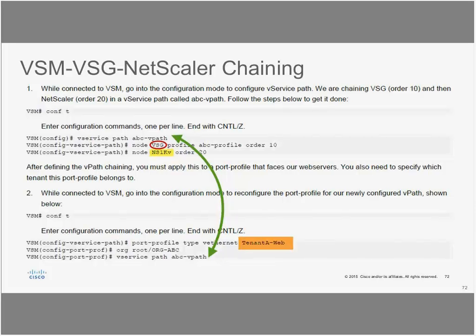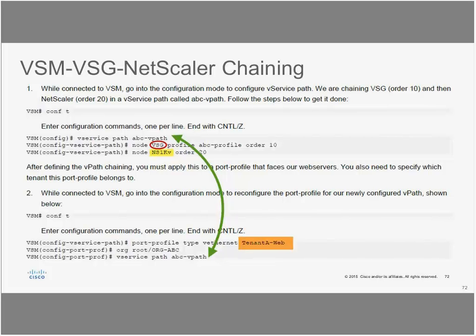So to chain up all your services, you configure the vService path, you specify the node, then you specify the second node, and you give the order of preference. Very similar to an access list that we create with the permit and the preference value. So here, this vService path has been tied to a port profile, which is now given to a tenant, a web machine, which is your web server VM.